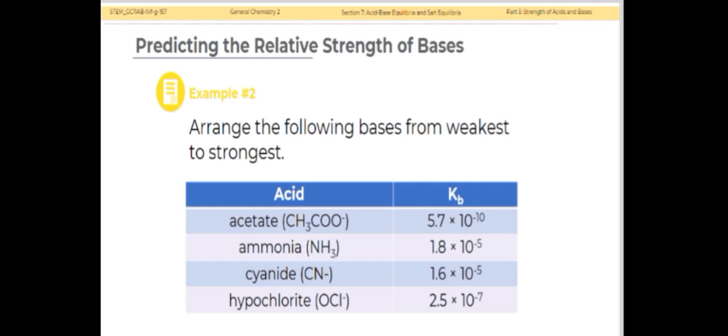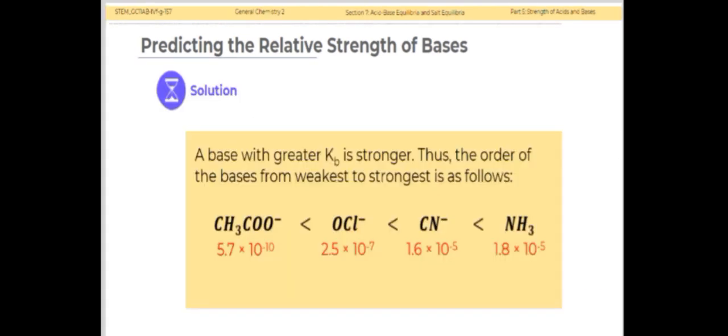Example 2. Arrange the following bases from weakest to strongest: acetate ion, ammonia, cyanide ion, and hypochlorite ion. A base with greater Kb is stronger. Thus, the order of the bases from weakest to strongest is as follows: acetate, followed by hypochlorite, then cyanide, and lastly, ammonia.